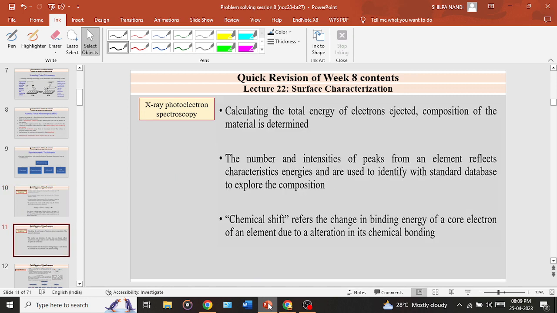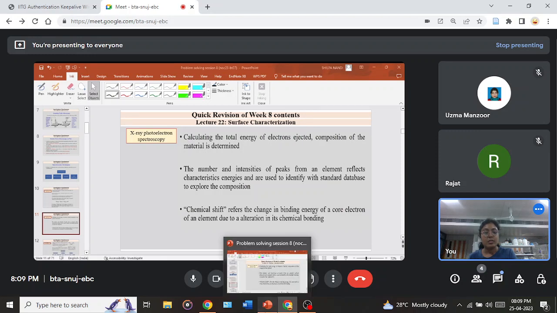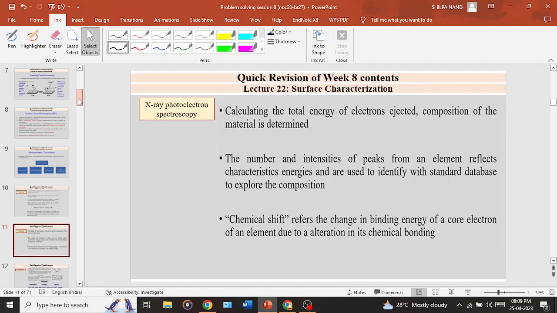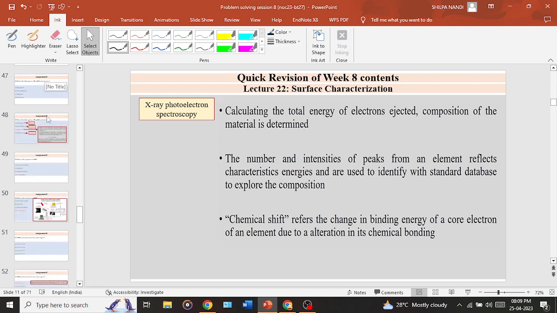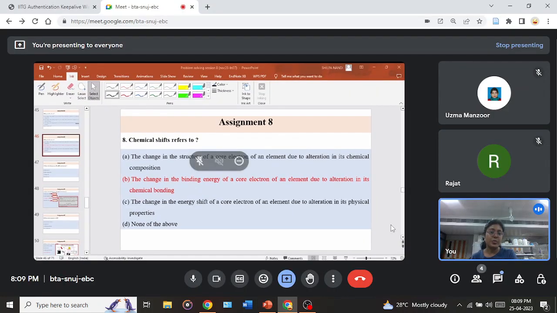So again, the chemical shift refers to the binding energy change of a core electron due to the alteration in its chemical bonding. We saw this in case of XPS. So the correct answer would be option B and not A. Any doubt till now? Okay, we can go to the next question.